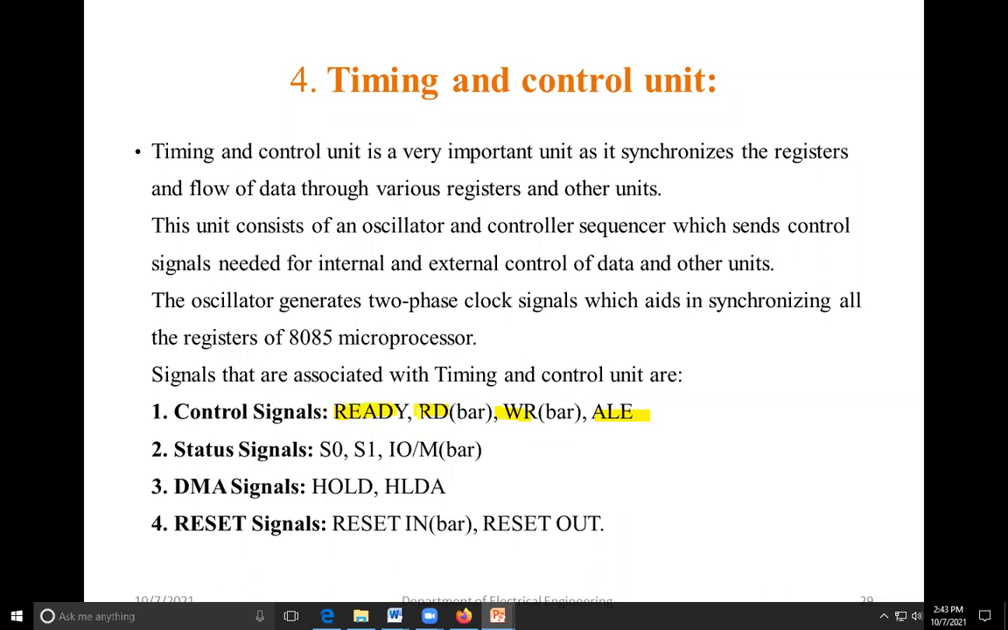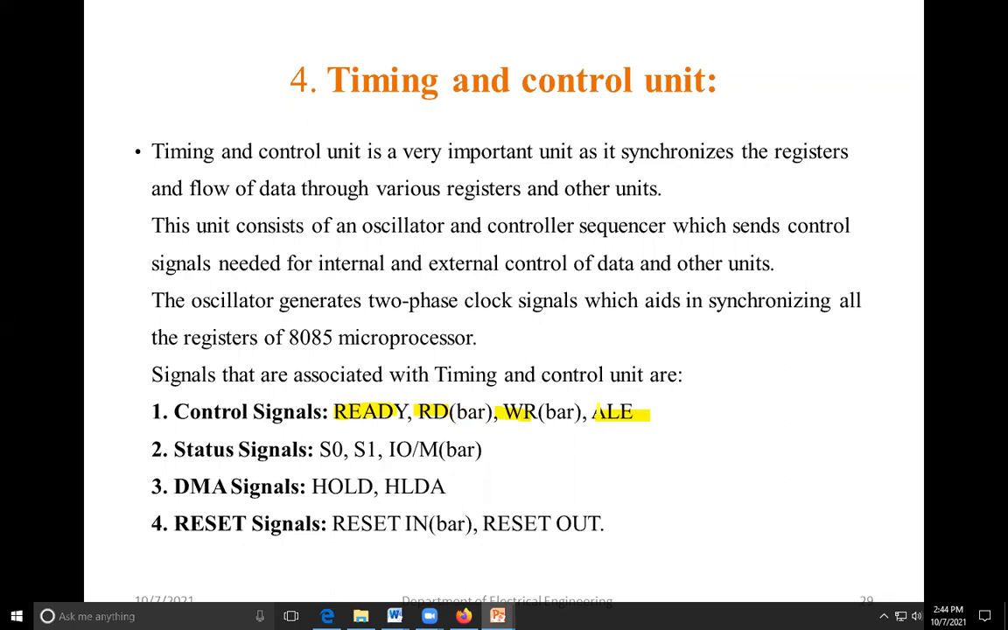Read is an active low signal. Read means you have to take the data from your 8085. Write means you have to put the data into the 8085, or put the data from the 8085 into your memory. Read means you take the data, and write means you put the data.